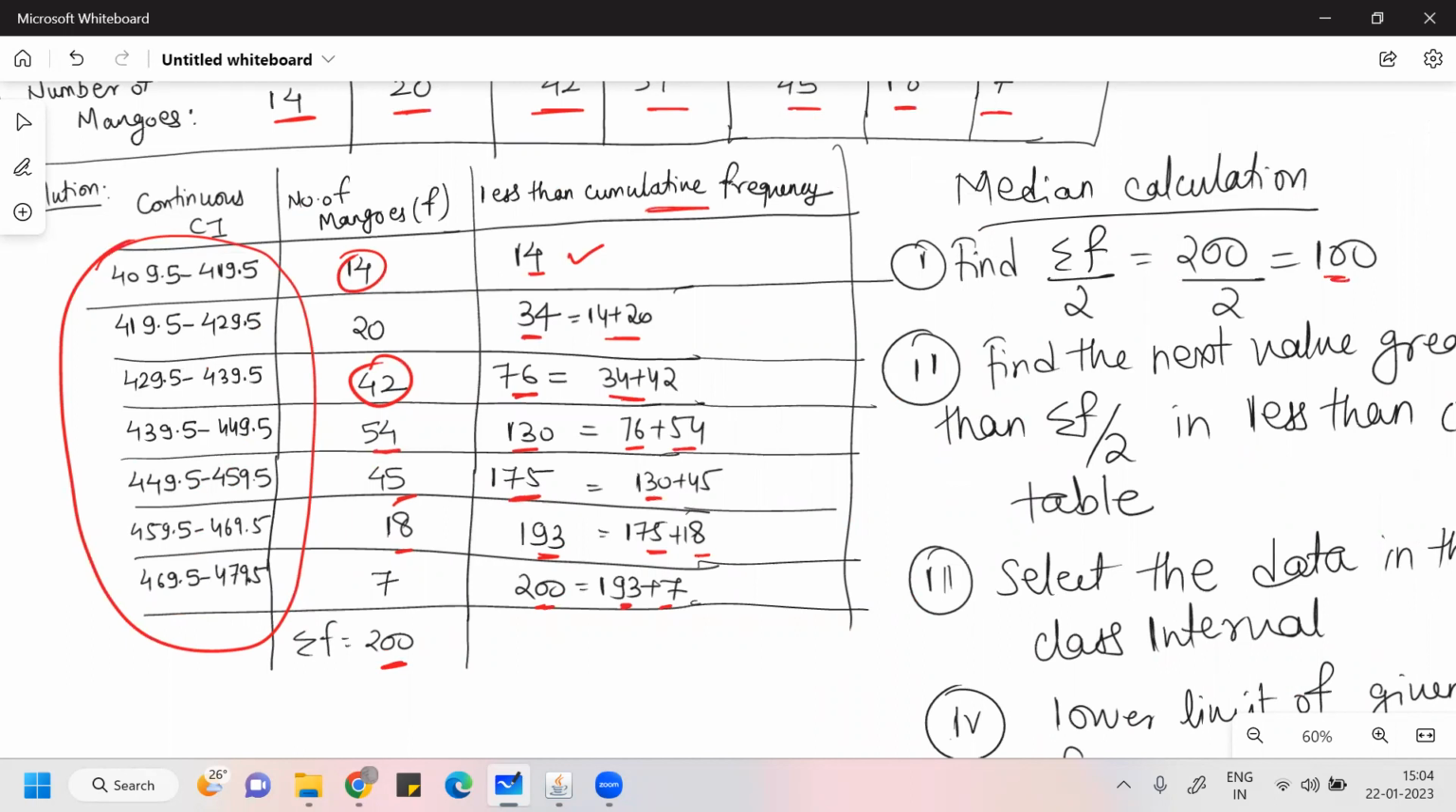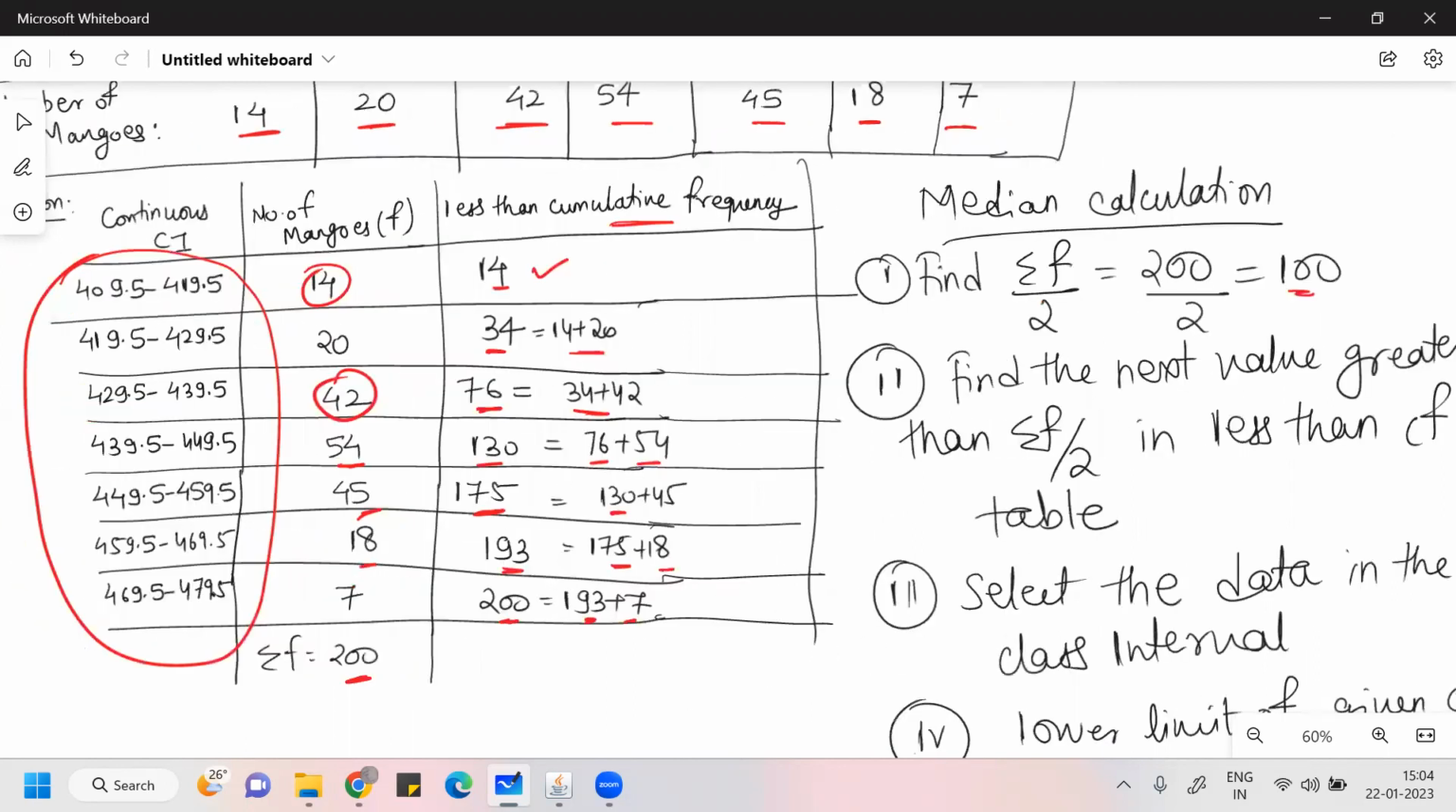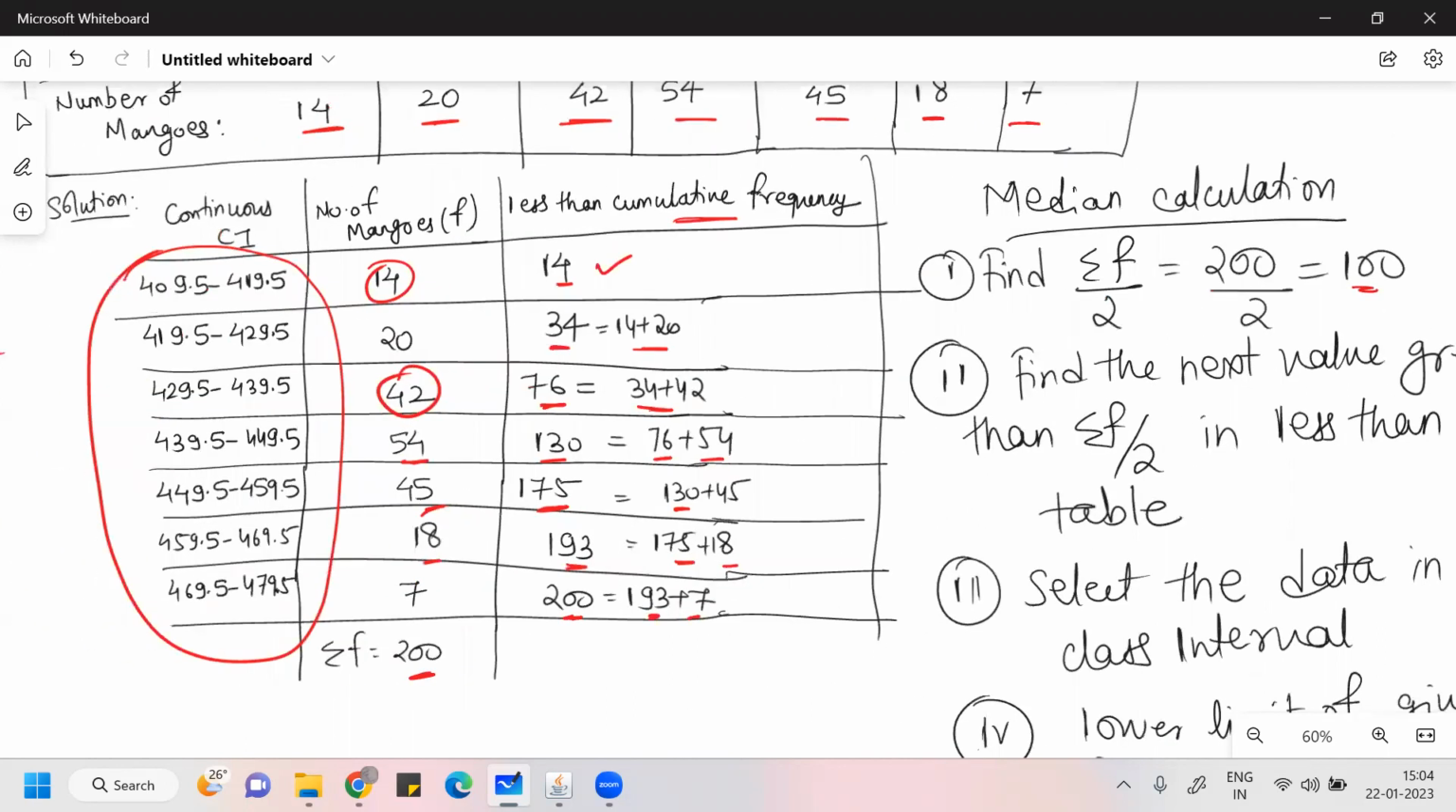So the first thing you need to do for the median calculation is find the sum of f by 2. The sum of frequency is 200, and 200 by 2 gives you 100. Then you need to find the next value which is greater than sum of f by 2. Sum of f by 2 is 100.